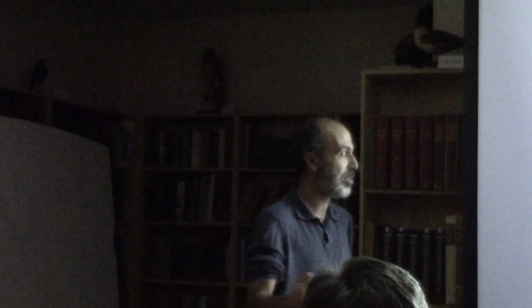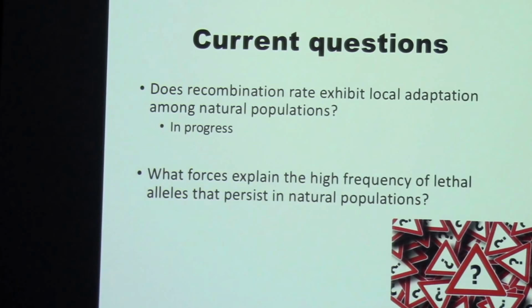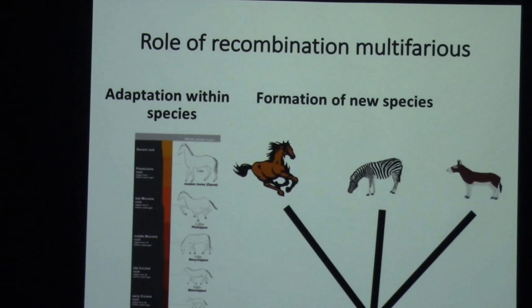This is a project we're just about to begin, which is looking at the forces explaining the hypergesia of lethal in those natural populations. This one hasn't begun, it's still just at the idea stage, but we're pretty excited about it. Overall, the role of recombination seems to be multifarious, both in terms of adaptation within species and formation of new species. Anytime I try to study anything, recombination just creeps up and pokes its head out. It's not like I really cared about the marking of chromosomes per se, but it seems like everything in evolution comes back to that.